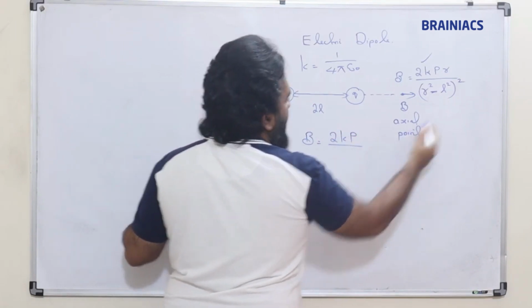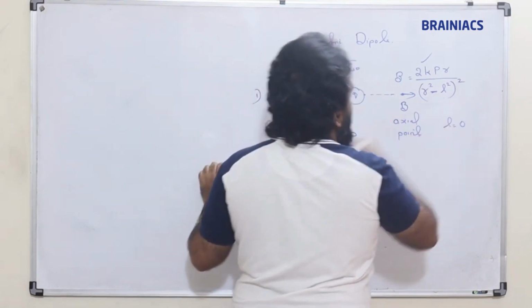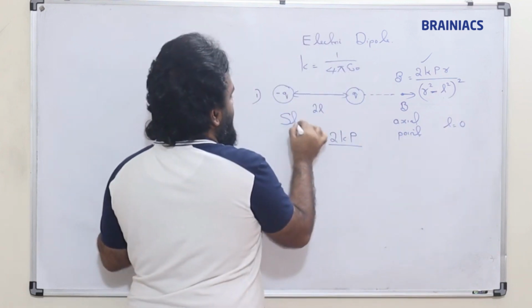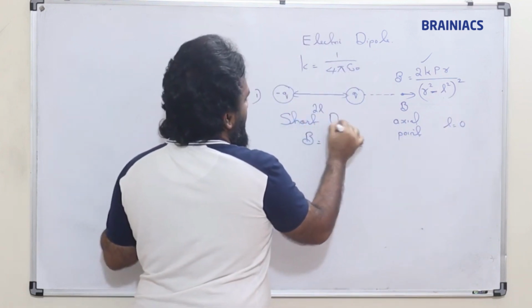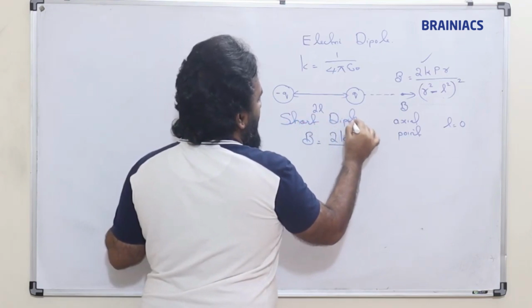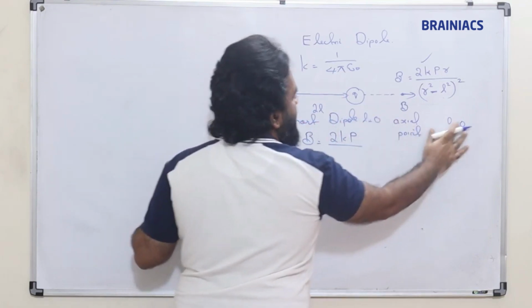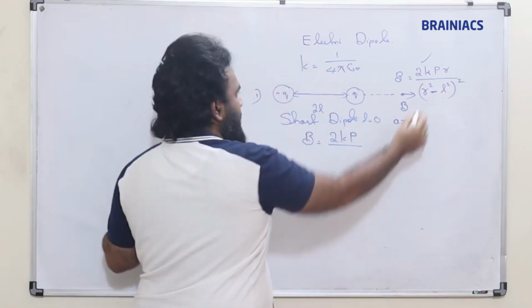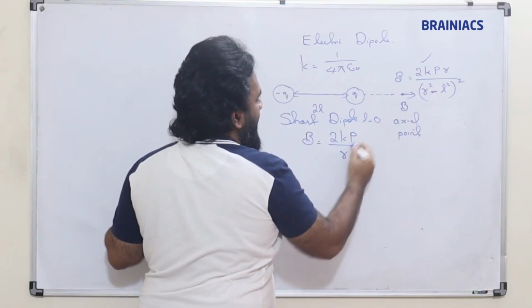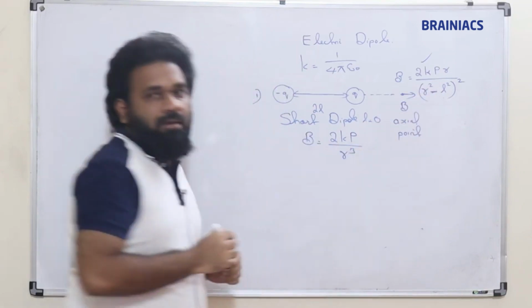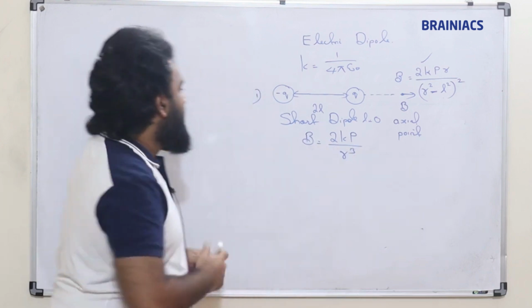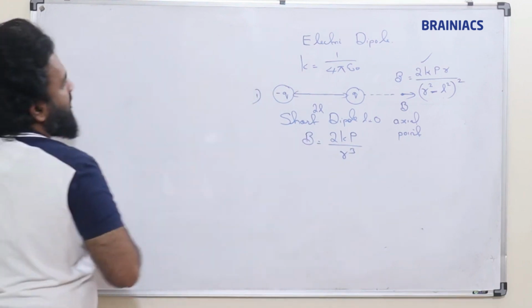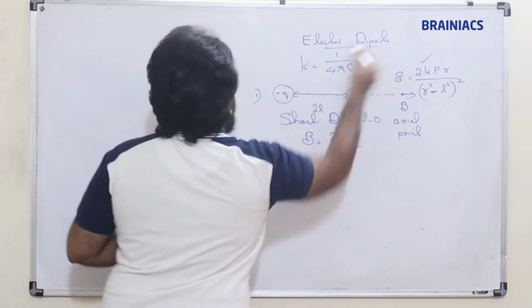2kp divided by, here L can be 0 for a short dipole. For a short dipole, we consider L as 0. So this will become r raised to 4, r will be cancelled, we will be getting r cube, r raised to 3. So this was the first case which we have studied for electric dipole.